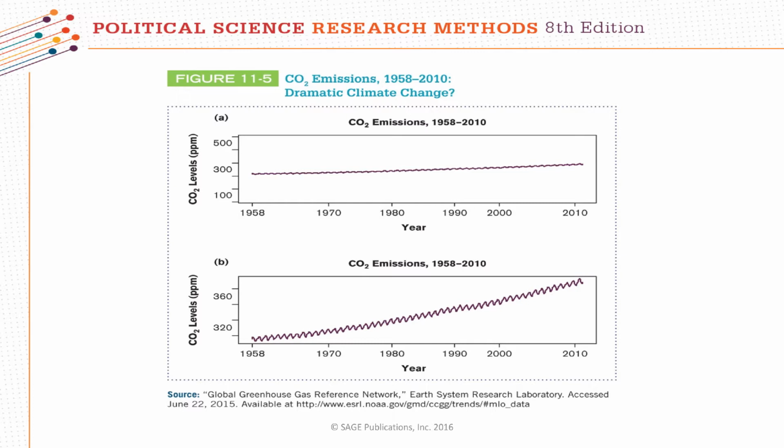Graph B, look, and then of course you have the ups and downs. So you might say, oh, what's causing these fluctuations? What we see is that that's because of seasonal changes, right? So CO2 goes up in the summer and down in the winter, and what have you.